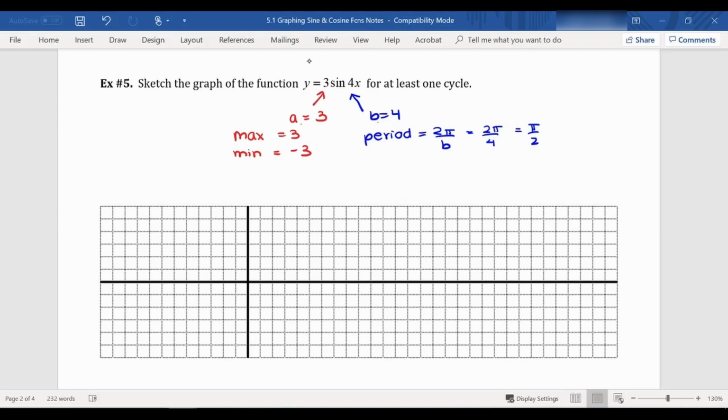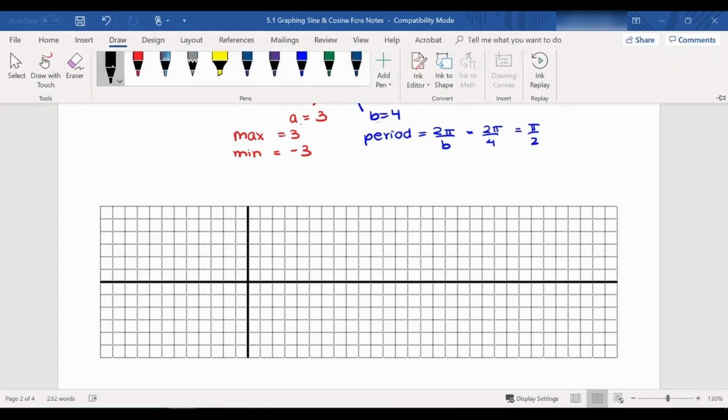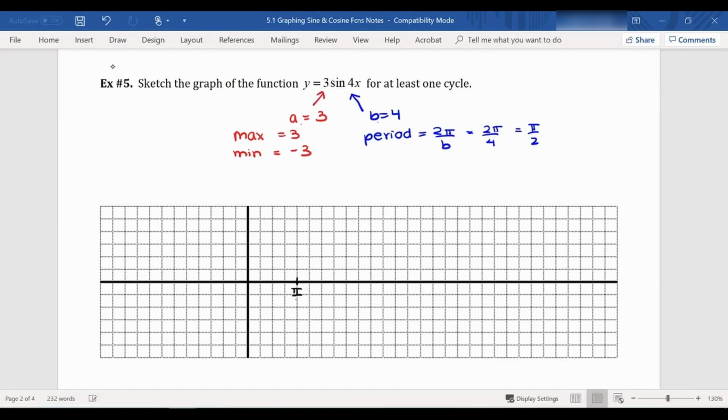But again, I want to be able to split this up nicely. So I'm going to make 4 boxes worth pi over 2. We could have also done 8 boxes being pi over 2. That would work as well. So that means the next one's going to be pi, and then I'd have 3 pi over 2, and then I'd have 2 pi.